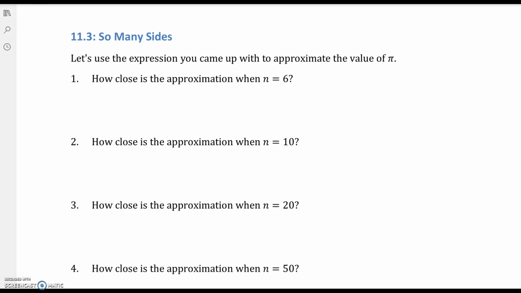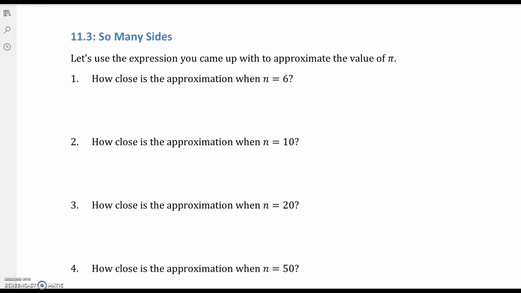All right, continuing on Unit 4, Lesson 11. We're moving on to Problem 11.3. What we want to do is use the expression we came up with in 11.2 to approximate the value of pi.